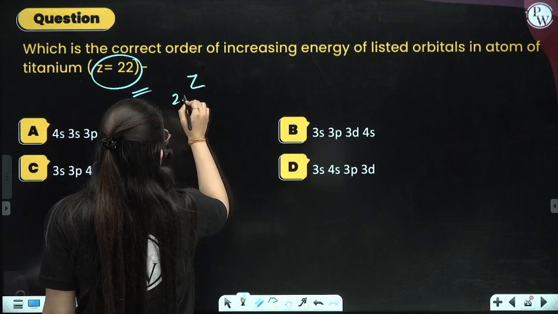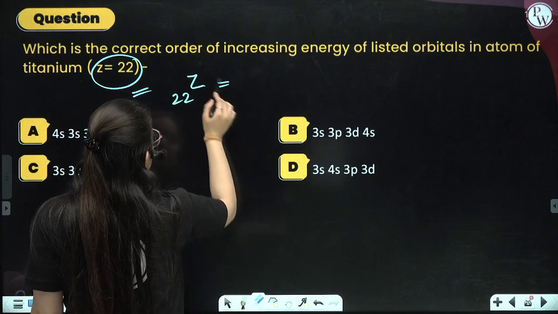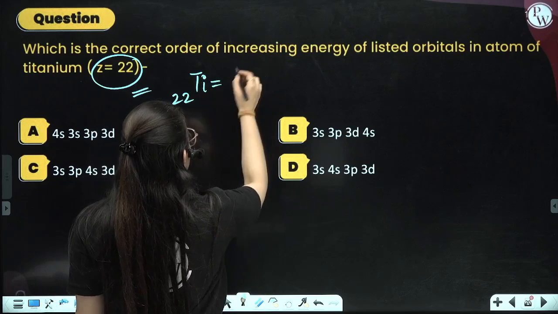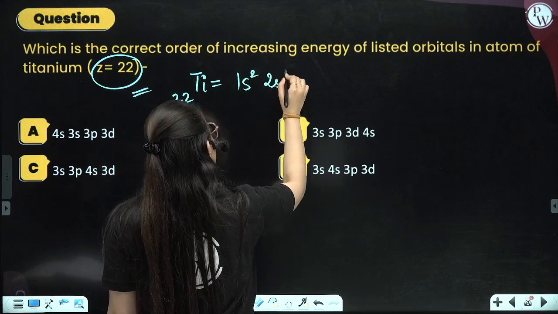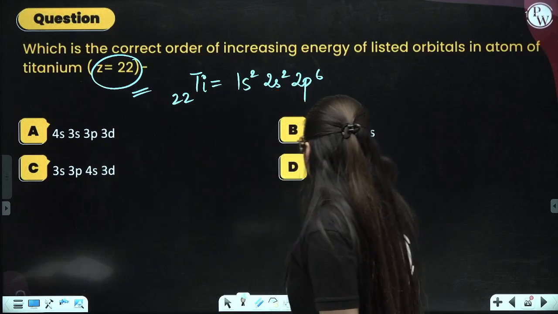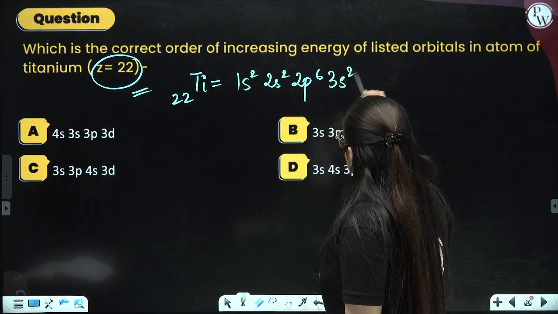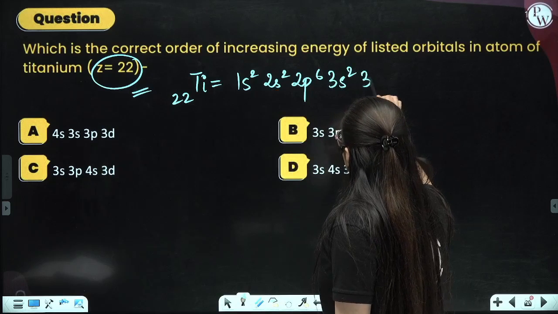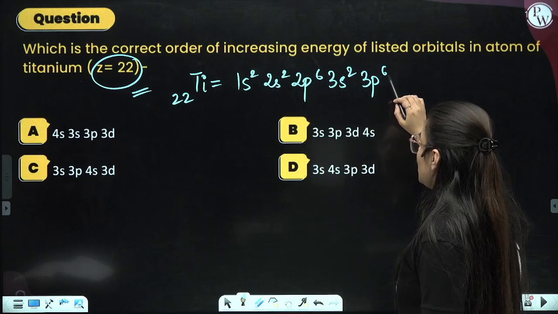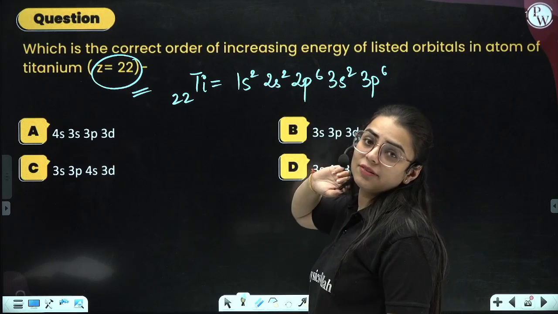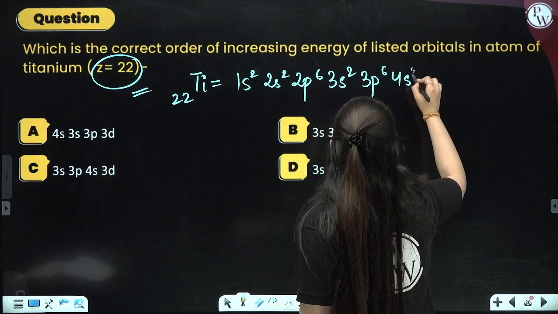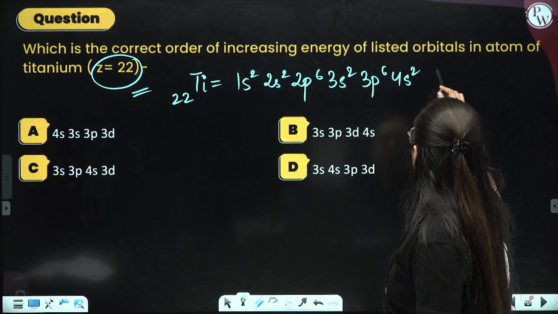See, Z is 22, sorry, atomic number is 22, for titanium. So how will we fill electrons? 1s2, 2s2, 2p6. How many electrons? 2 plus 2 is 4, 4 plus 6 is 10. Now 3s2, 12. Now what will come over here? 3p6 again. So 12 plus 6 is 18. 18 are filled. How many are left? If 18 are filled, 4 are left, right? So it is 4s2. Again 2 are left.